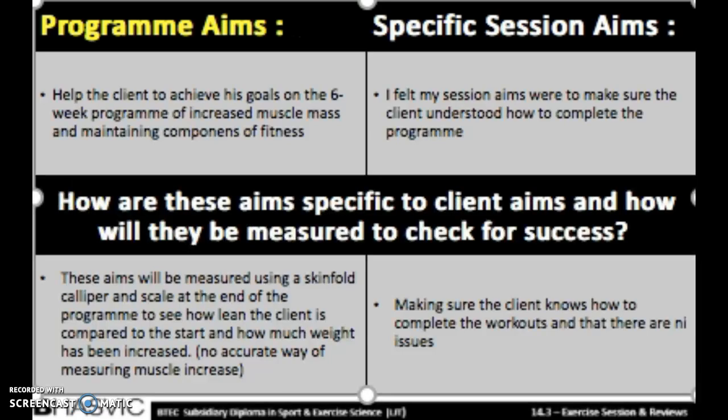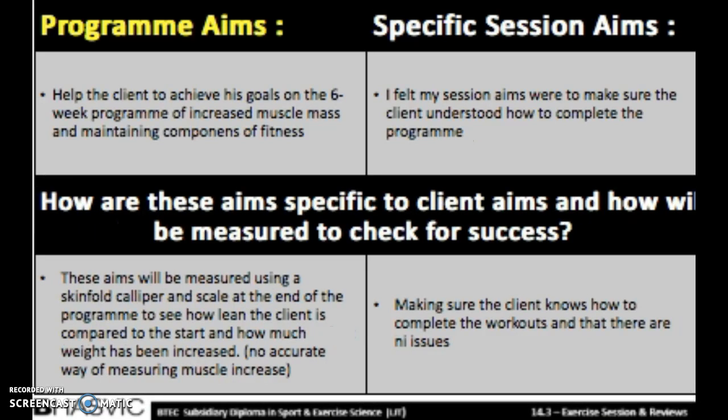The client's aims. I felt my specific program's aims were to assist the client in achieving his main goal of gaining muscle mass while still being efficient and maintaining components of fitness throughout the program. I'll do this by recommending to the client exercises he should do over the 6 weeks and planning out sessions that he can do. These are specific to the client as it would help him get closer to and achieve his goals. These could be measured using a skinfold caliper and scale at the end of the program to see how lean the client is compared to the start and how much weight has been increased.